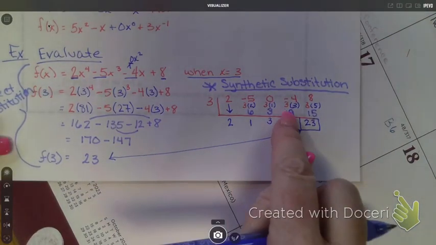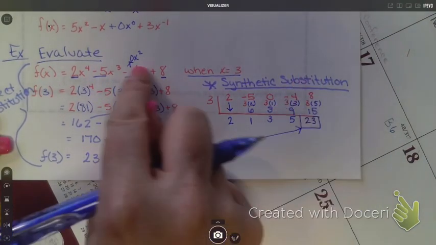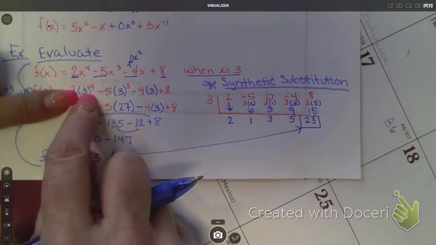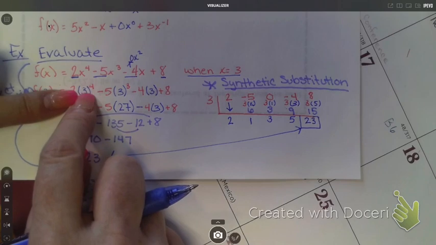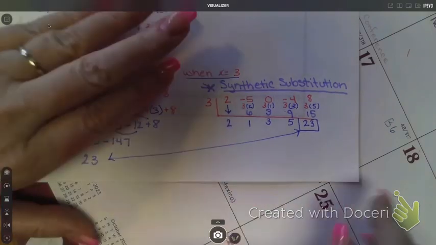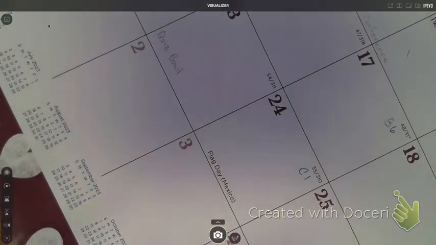Now, once I get the hang of this, is this going to be a lot faster than this? Yes. Correct. Especially if I have something to the 6th. Do you want to take a number to the 6th? No. Okay, so let's do it again. You will have some problems that say direct substitution, and you will have some problems that say synthetic.